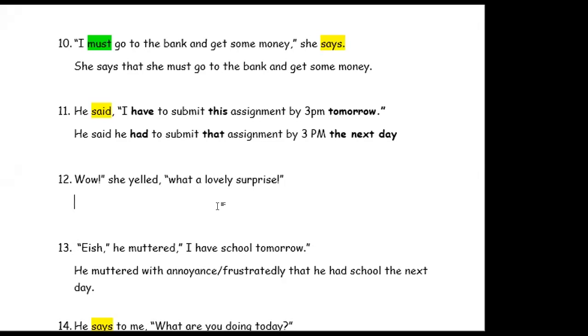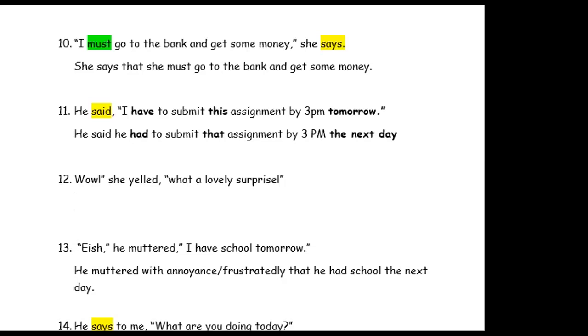This one's a little bit tricky because you need to change it in a way that it makes sense. Okay. And I'm going to give you guys 10 seconds. 10, 9, 8, 7, 6, 5, 4, 3, 2, 1. So Umulemo says she yelled, "What a lovely surprise!" You guys are missing the emotion that she yelled with.